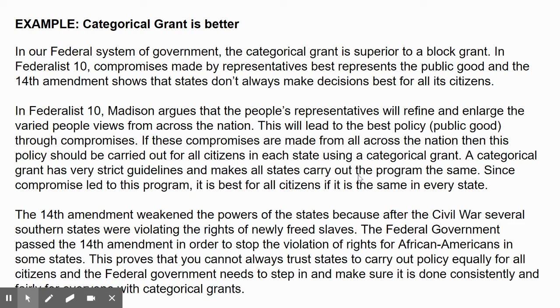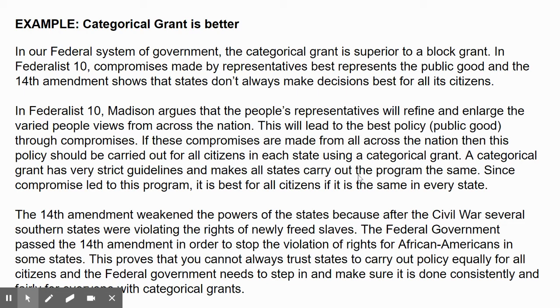Notice I have to define what it is. A categorical grant has very strict guidelines and makes all states carry out the program the same. Since compromise led to the program, it is best for all citizens if it is the same in every state. So now, whether that's true or not, whether you believe that or not, it doesn't matter. What matters is you're making a logical argument using a document from the class in order to argue this point. That's what matters.